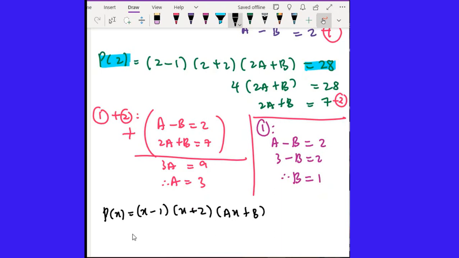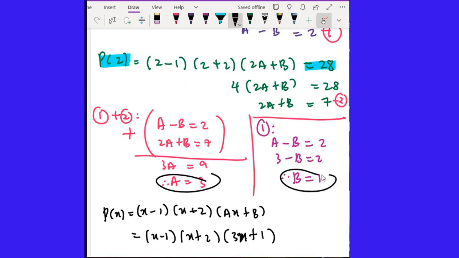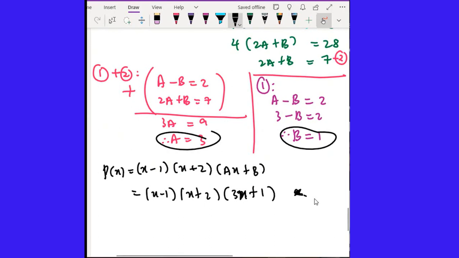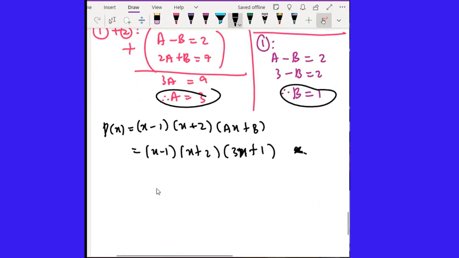Jadi kan substitute x minus 1 x plus 2. Your a is our a now is 3, plus 1 b. Macam ni. Okay, and read the question. Find the polynomial of degree 3. Yang ini consider not done. We have to find in general form. Proceed. Proceed lagi. Expand.